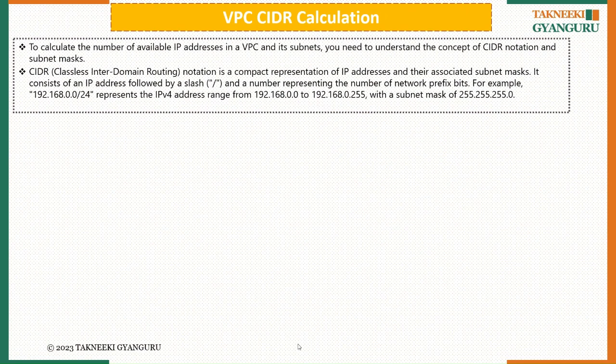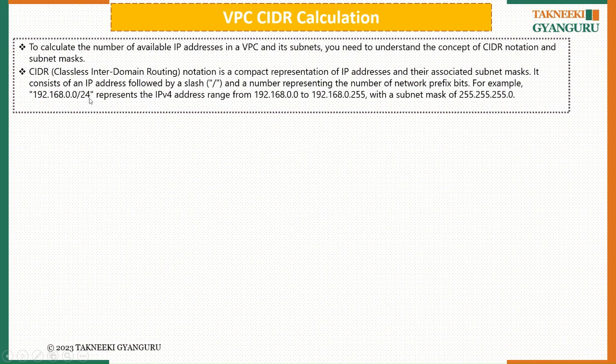So VPC side calculation, how do you calculate? To calculate the number of available IP addresses in a VPC and its subnet, you need to understand the concept of CIDR notation and subnet masks. CIDR, classless inter-domain routing, notation is a compact representation of IP addresses and their associated subnet masks. It consists of an IP address followed by a slash and a number representing the number of network prefix bits.